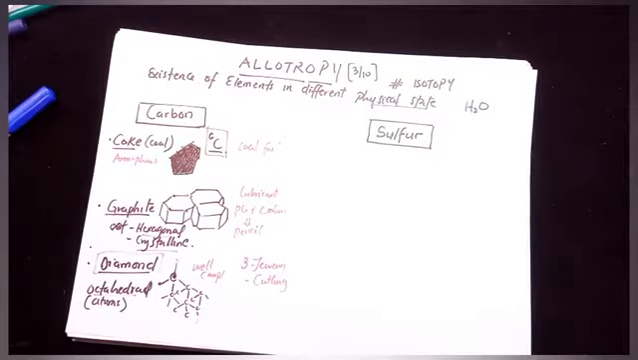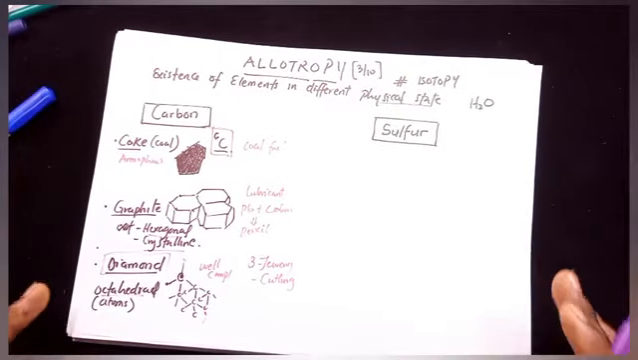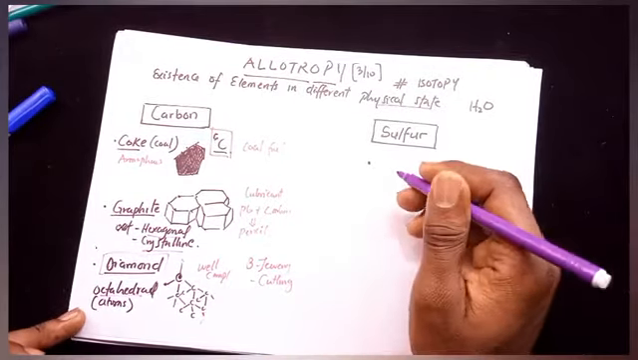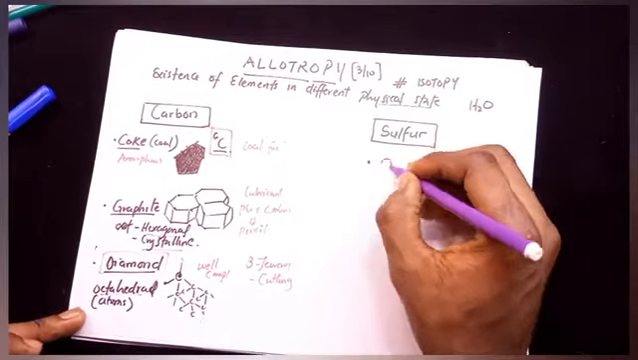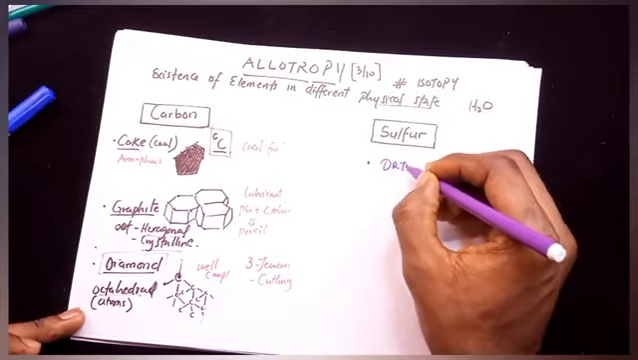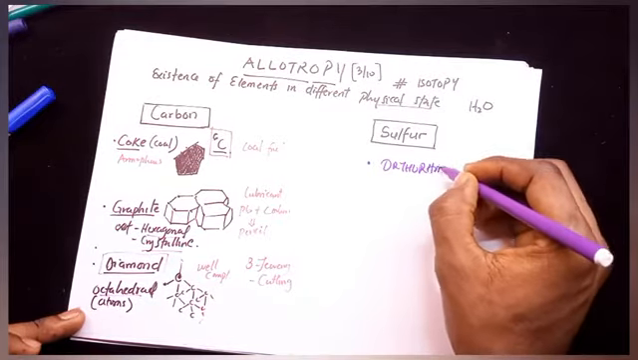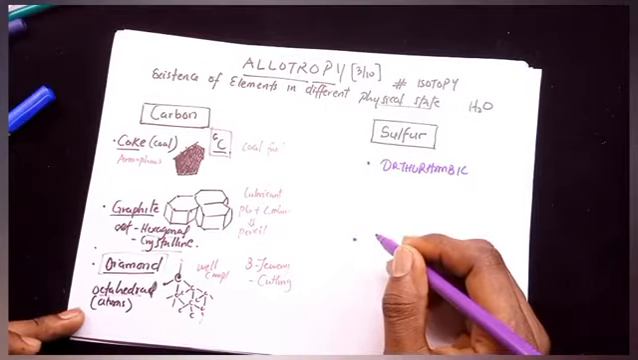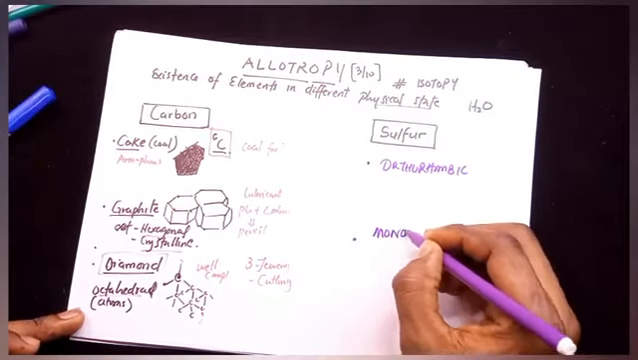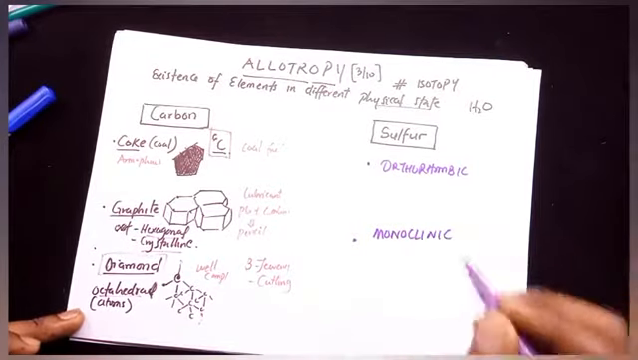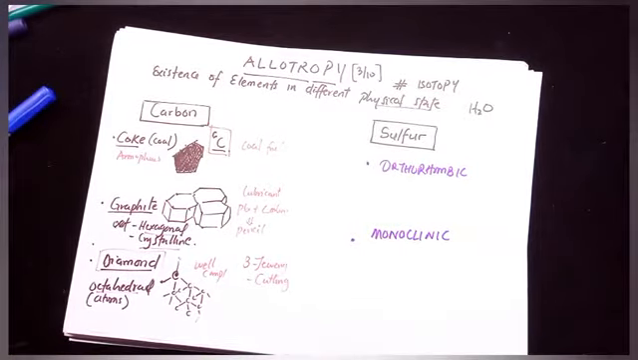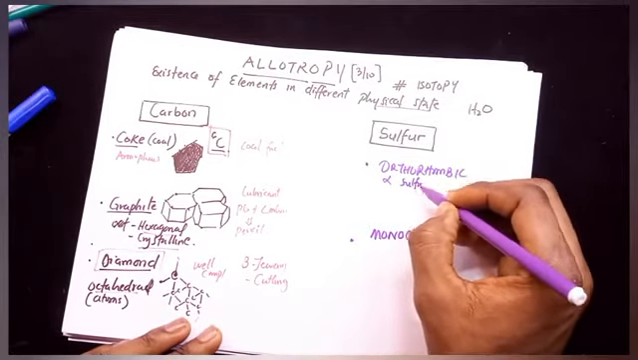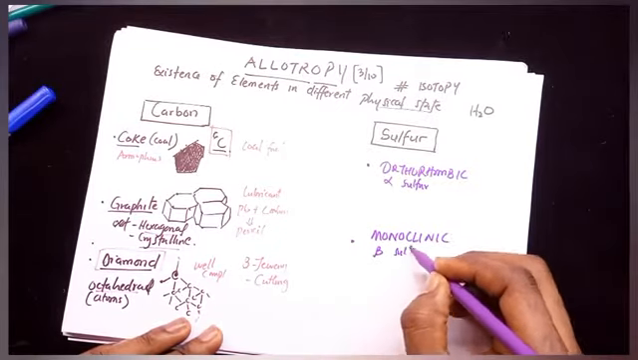The next element we're going to be looking at, which also exhibits allotropy, is sulfur. There are two major allotropes of sulfur. The first one is called orthorhombic sulfur, and the second is called monoclinic sulfur. Orthorhombic sulfur is also called alpha sulfur, and monoclinic is also called beta sulfur.